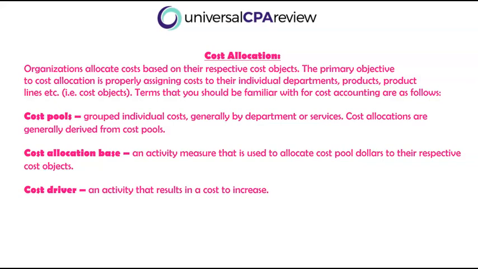Some of the terms you've got to be familiar with consist of the following. Cost pools. These are going to be groups of individual costs. Generally, these are going to be by department or services. Cost allocations are generally going to be derived from cost pools. So important to note, this is the sum of all of those costs that we were talking about, like a swimming pool of costs.